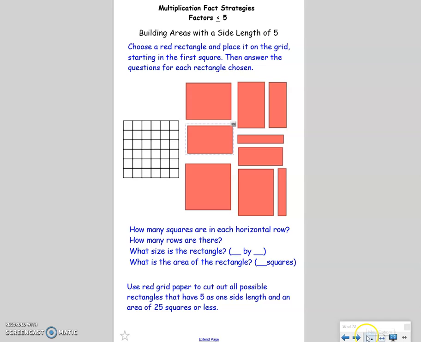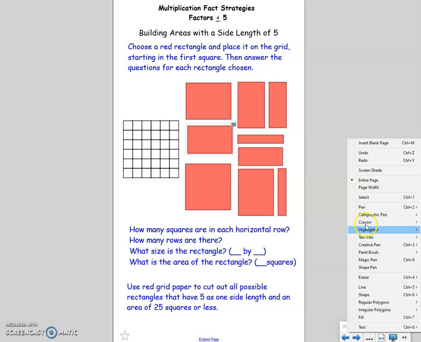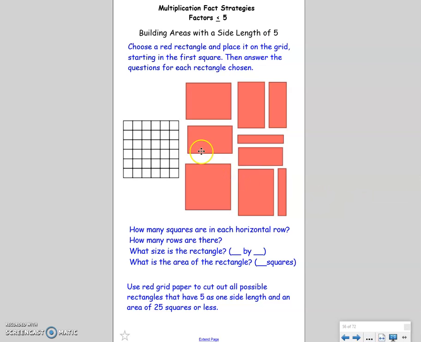Today, 3rd grade, we're going to look at a few benchmark facts together. I'm going to take some rectangles and put them on some grids, and we're going to determine what multiplication fact each rectangle represents. Here is our first rectangle.